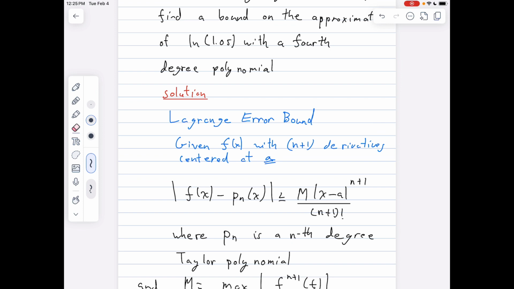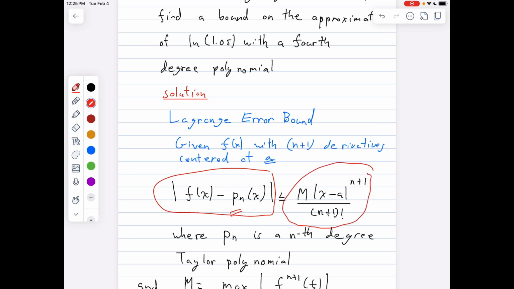If you find the error between the function value at a specific point minus the nth degree Taylor polynomial approximation, that's what that P_n stands for, let me just highlight that right there, then the error is no more than this quantity right here. So that's what we mean by the word bound. It's basically that the error cannot get larger than that quantity there.